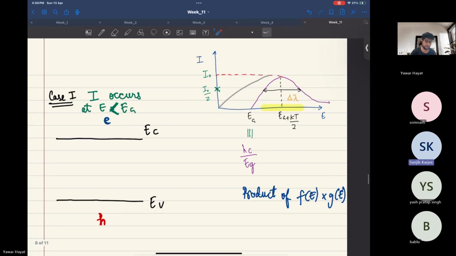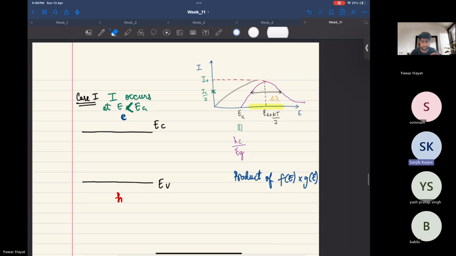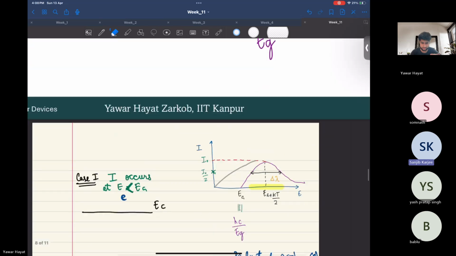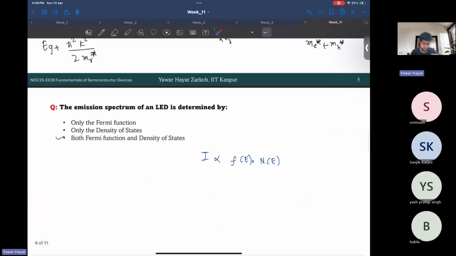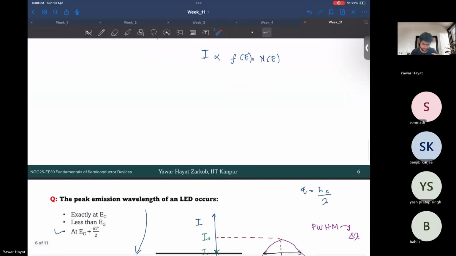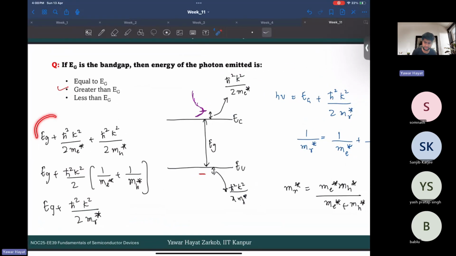Yes, sir, I understand. But sir, how much upper would the electron and hole be? It's around half of kT in terms of energy. This peak occurs at an energy that is greater than h bar square k square by 2 me star. Is this clear now?